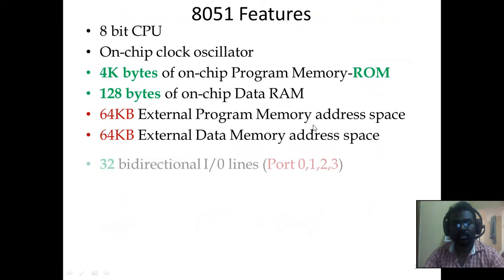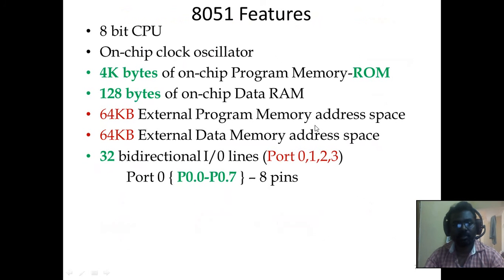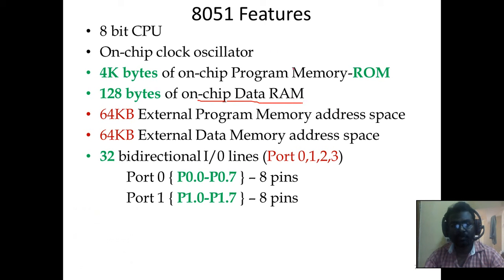The features are listed here. It has an 8-bit CPU, on-chip clock oscillator, 4 KB program memory, that is the ROM, and 128 bytes of data memory, which is the RAM. And this 8051 can access 64 KB of external program memory. Actually, the internal program memory is 4 KB, whereas 8051 can access 64 KB of external program memory. Similarly, 64 KB of external data memory. Whereas internal data memory is 128 bytes inside the chip, the external data memory can go up to 64 KB, as can the external program memory.